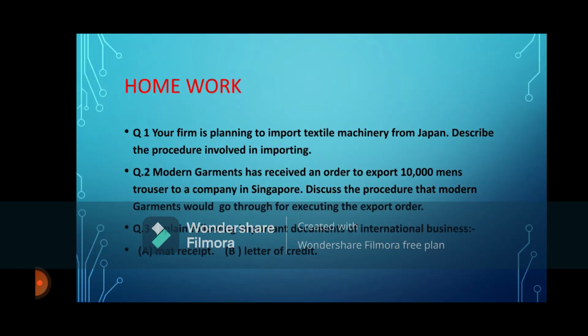These are important documents, and this is some homework for you. Your firm is planning to import textile machinery from Japan. Describe the procedure involved in importing. You have to explain all 10 steps. Another one: Modern Garment has received an order to export 10,000 men's trousers to a company in Singapore. Discuss the procedure that Modern Garment would go through for executing this order. And the last homework is to explain the following documents: mate's receipt and letter of credit.